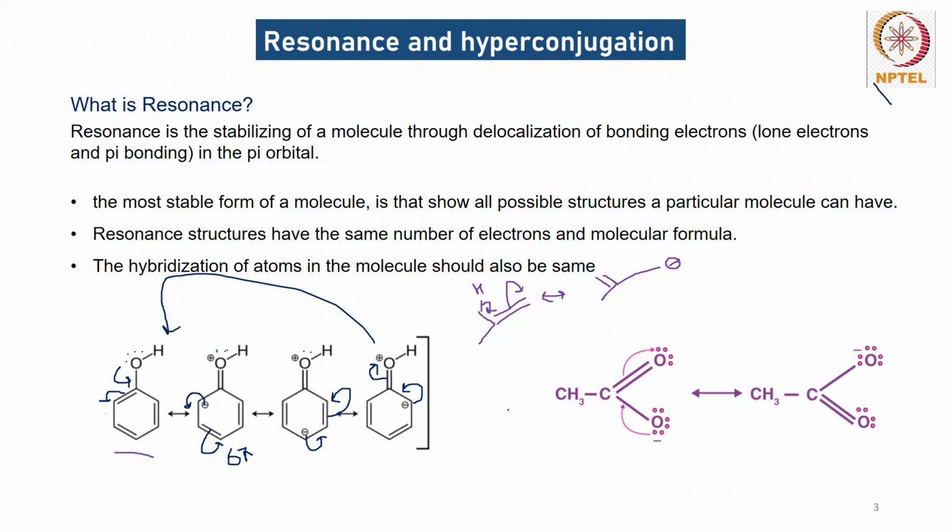Any double bond having the highest number of alpha hydrogens will have the highest number of hyperconjugative structures, and that will get high stability among the other double bonds.